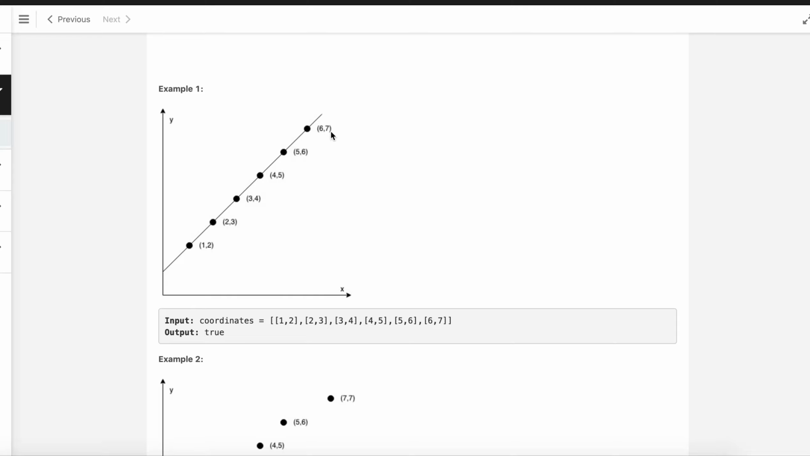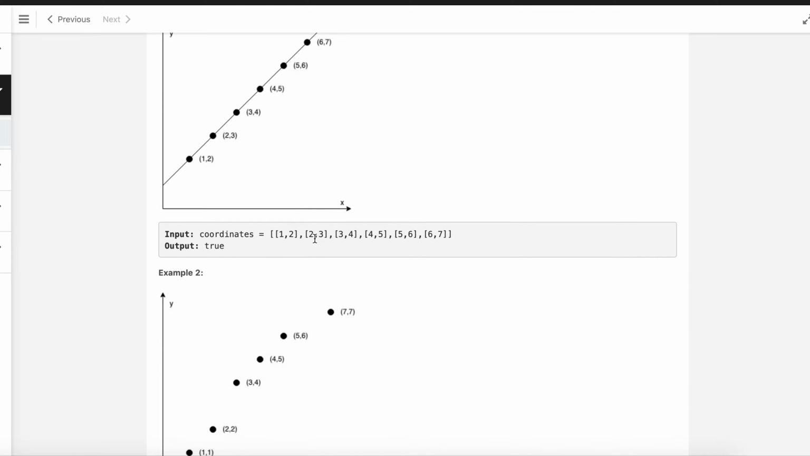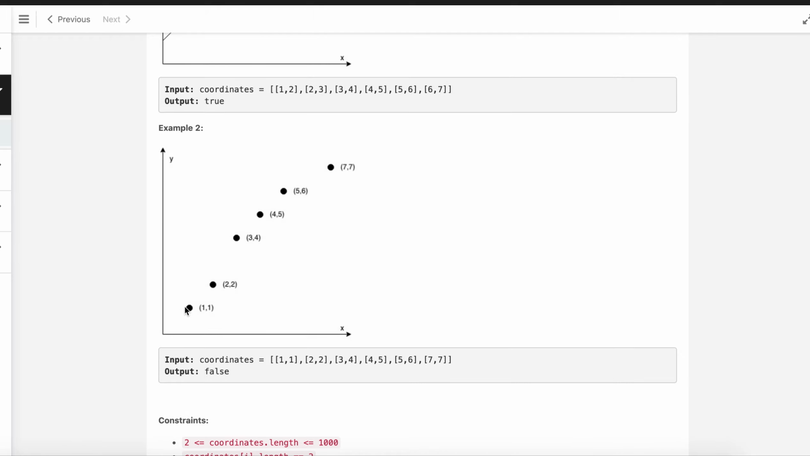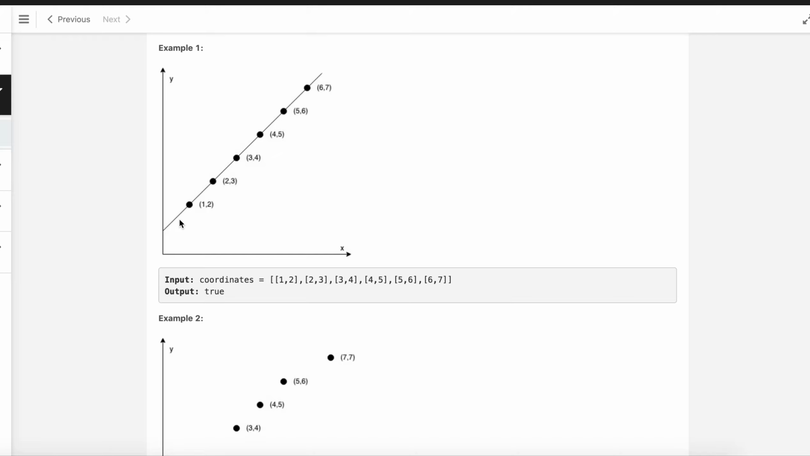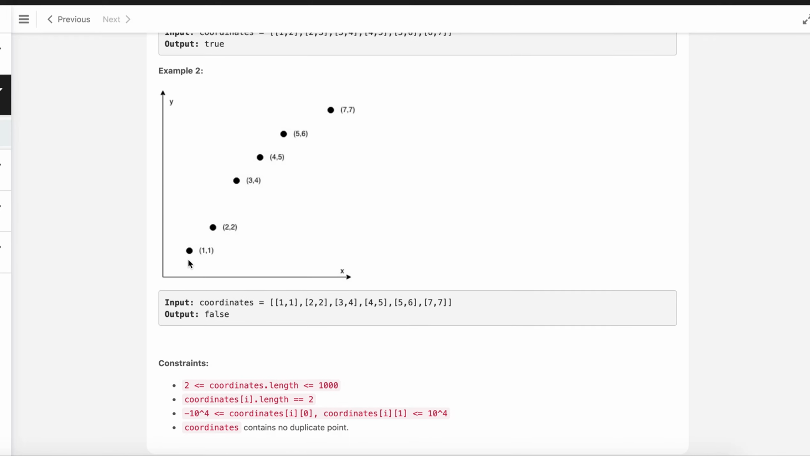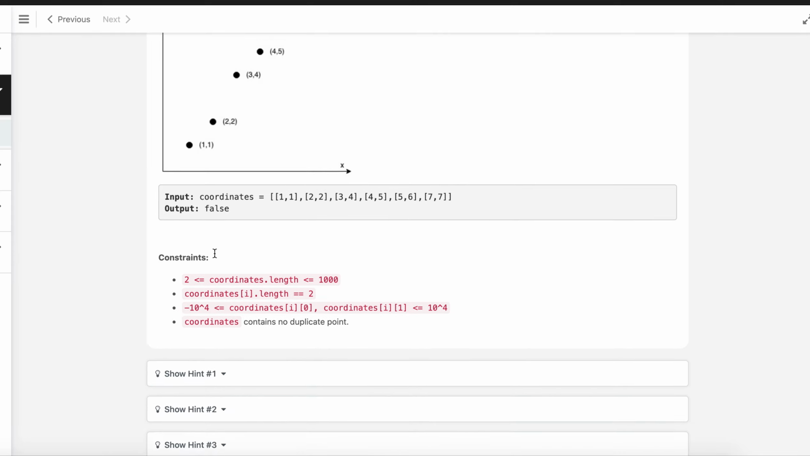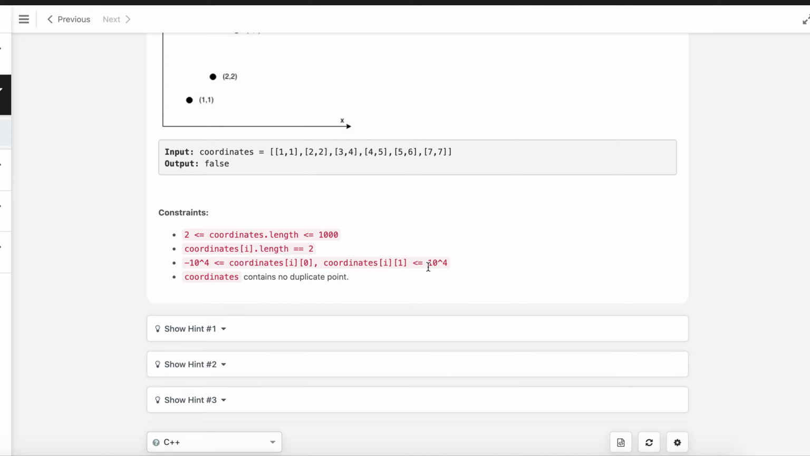So basically we will be given two-dimensional coordinate points, and we have to check whether they belong to the same line or not, whether we can draw a straight line using all those points or not. Here we can't draw a straight line, so this is false. So we have to return either true or false. And let's see the constraints: the maximum is 1000, and values can be negative as well.